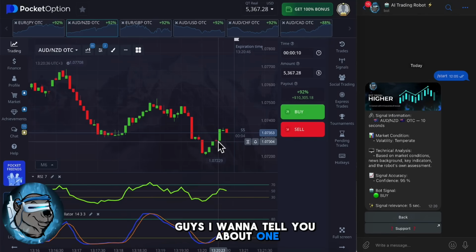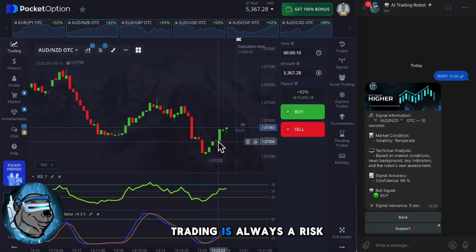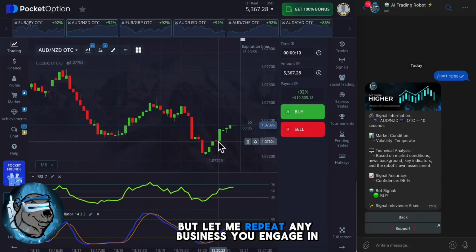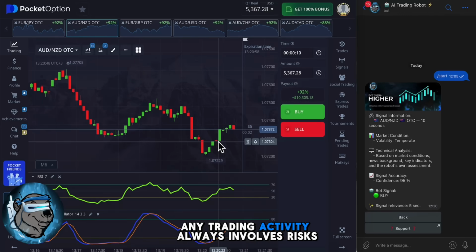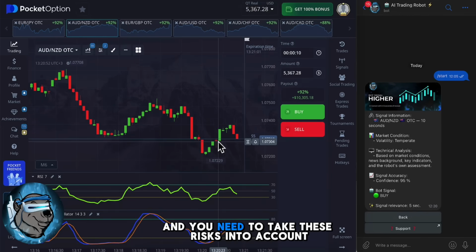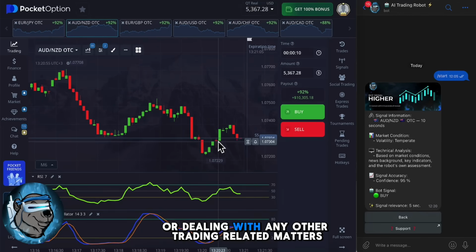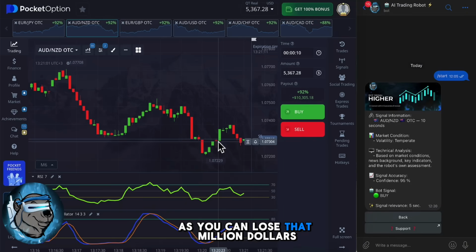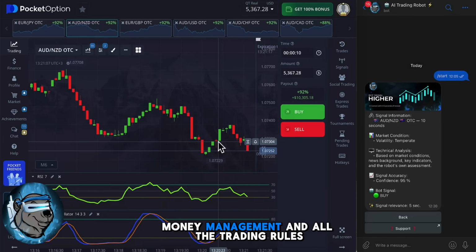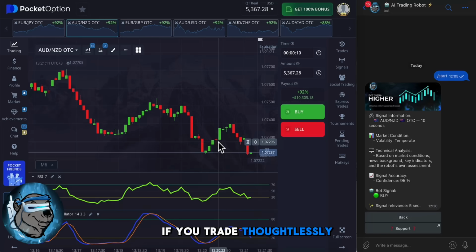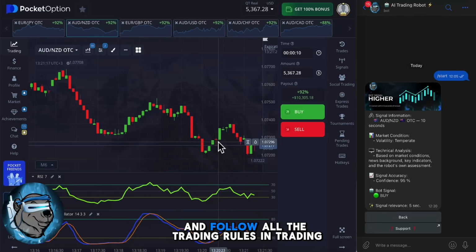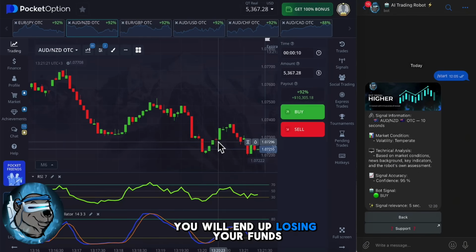Guys, I want to tell you about one important rule that you must follow. Trading is always a risk. You could potentially lose your capital and your money, but let me repeat, any business you engage in, any trading activity, always involves risks. And you need to take these risks into account when trading. You can just as easily earn $1 million as you can lose that $1 million. That's why you need to understand that if you trade without risk management, money management, and all the trading rules, if you trade thoughtlessly, you will lose your balance. In other words, if you are not ready to work properly and follow all the trading rules, you will end up losing your funds.